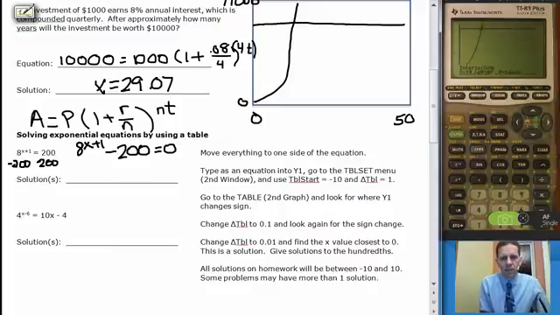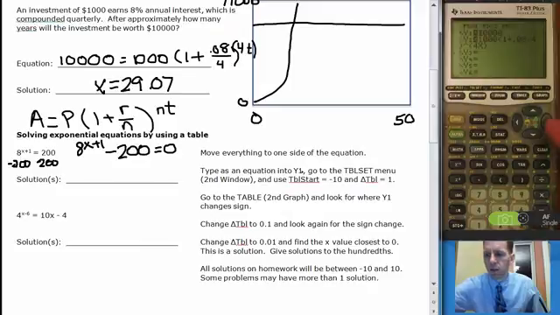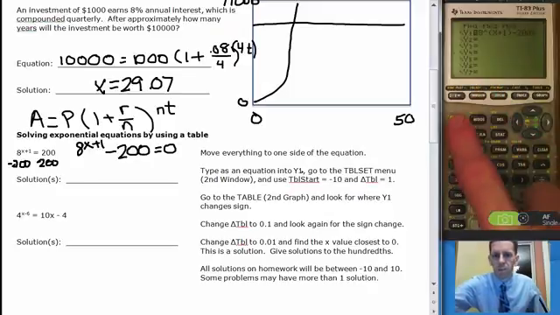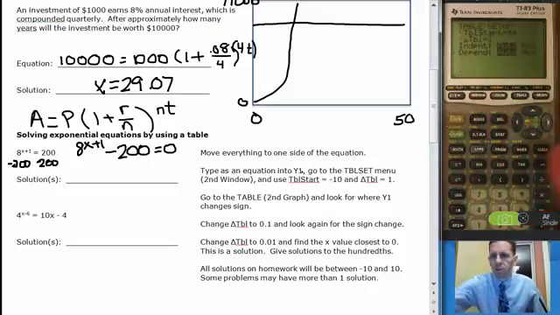We're going to type this as an equation into y1. So I'm going to go to the y equals menu. I'm going to clear out my equations that were here. And I'm going to type in 8 to the, again putting the exponent in parentheses, x plus 1 power, then minus 200. We're going to go to the table set menu. This is under second window. And I'm going to use a table start of -10 and a delta table of 1.